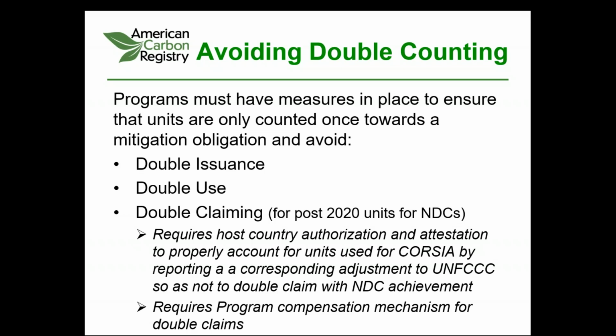So this means that if the host country agrees to make a corresponding adjustment but does not do so, the program must have a mechanism to compensate for the emission reduction claim by both the host country towards its NDC achievement and an airline towards its CORSIA obligation. Programs will have to have a double claiming compensation mechanism in place and approved by ICAO in order to be eligible to supply units post-2020.